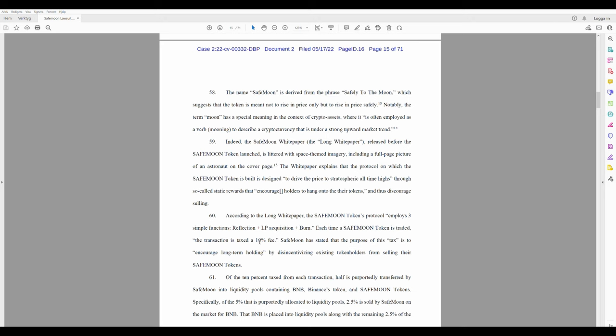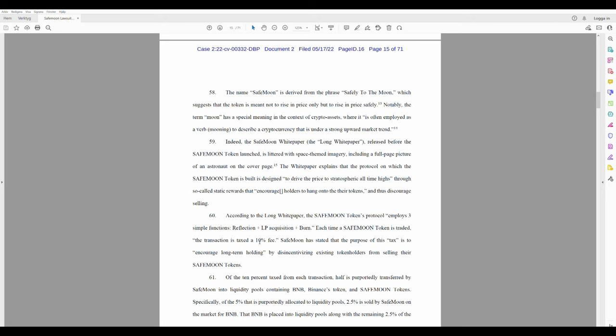The name Safemoon is derived from the phrase "safely to the moon." Crash and burn, baby. Which suggests that a token is meant not to rise in price only, but to rise in price safely. Notably, the term moon has a special meaning in the context of crypto assets, where it is often employed as a verb, mooning, to describe a cryptocurrency that is under a strong upward market trend. Indeed, the Safemoon white paper, the long white paper, released before the Safemoon token launched, is littered with space theme imagery, including a full page picture of an astronaut on the cover page.